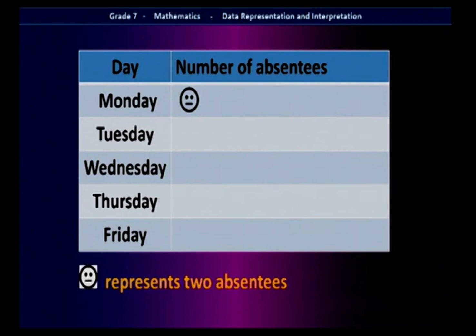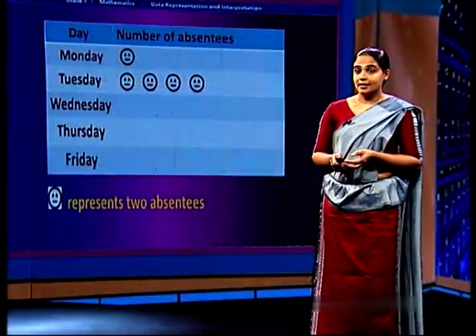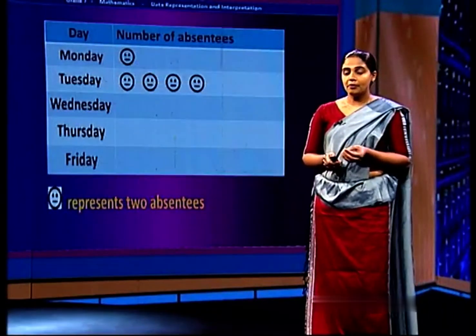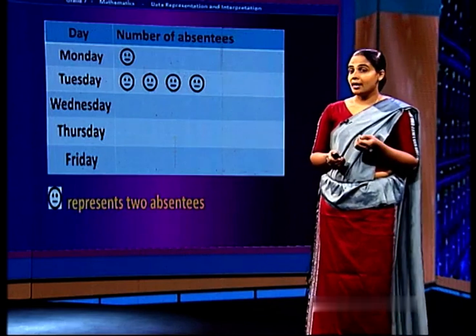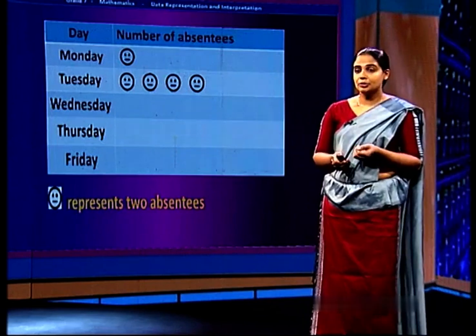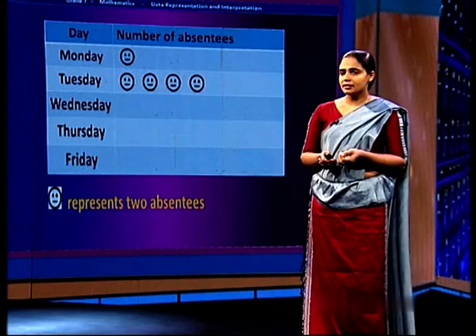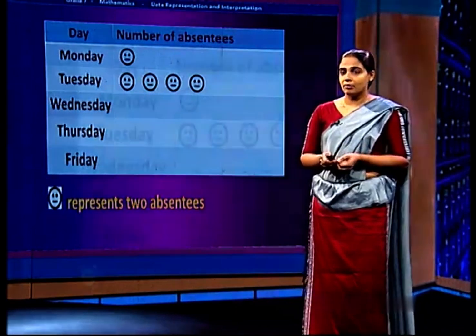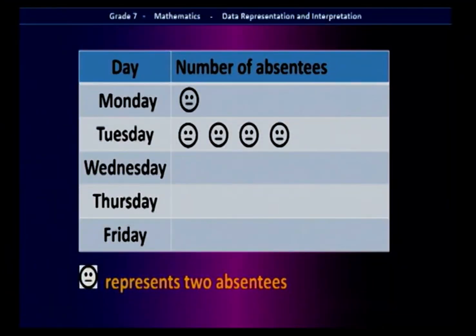Then it is enough to draw 1 face. On Tuesday, we should draw 4 faces. Why? Because 1 face represents 2 absentees, and on Tuesday the number of absentees was 8. So it is enough to draw 4 faces.